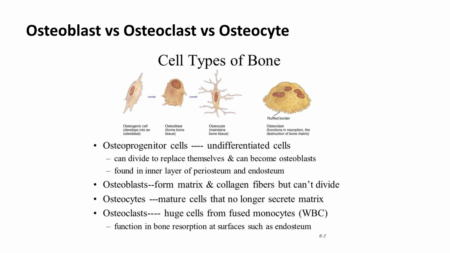Let's look at osteoblast versus osteoclast versus your osteocyte. This is a great graphic for you with that. So your osteoblast is going to be your bone building cell. Your osteoclast is going to be a bone destroying cell. Helps to shape the bone. And your osteocyte is going to be your mature bone cell.